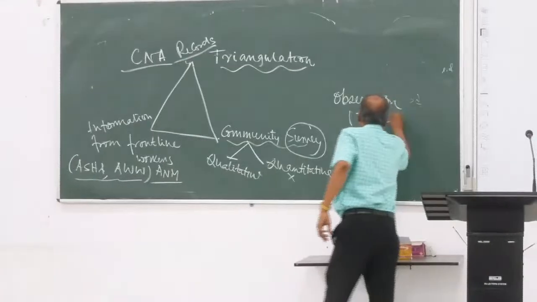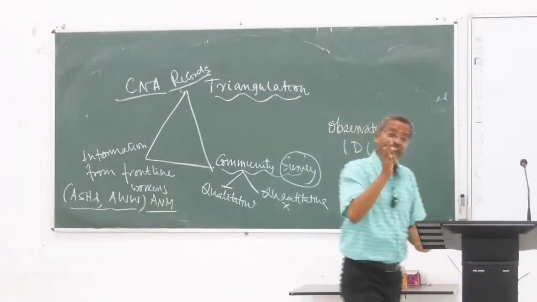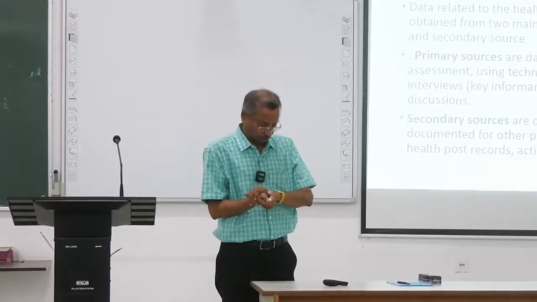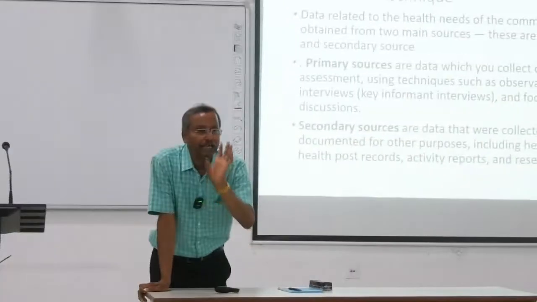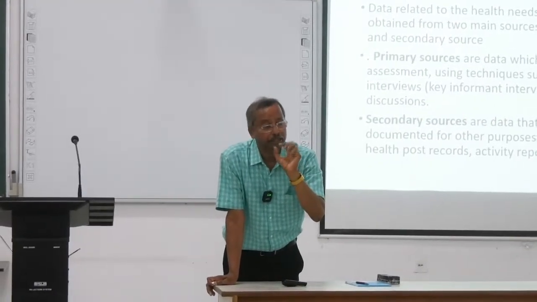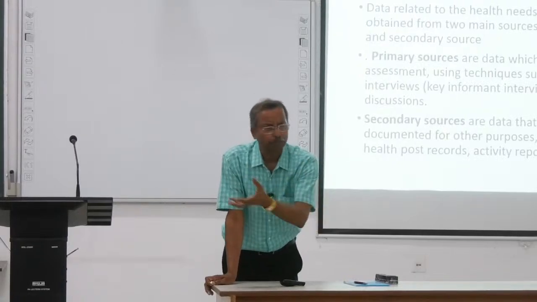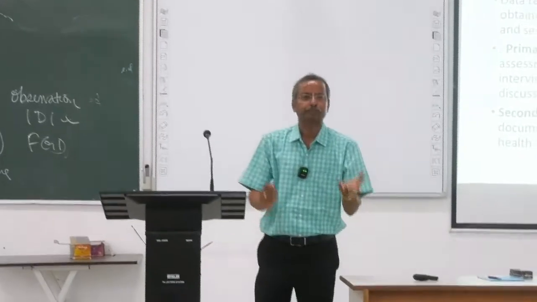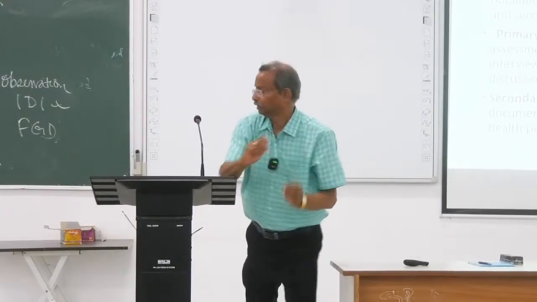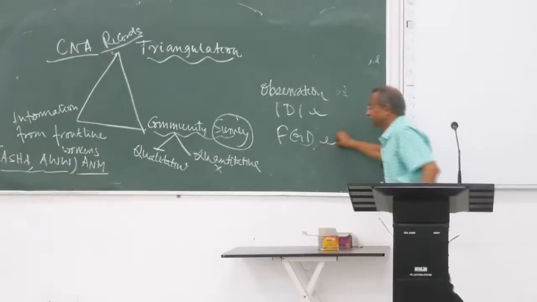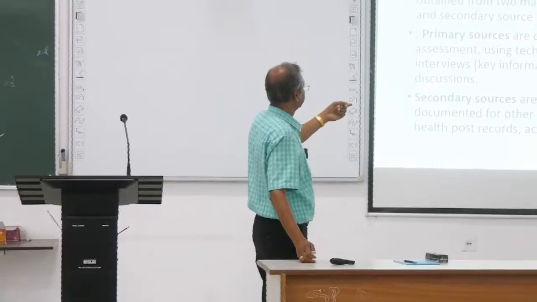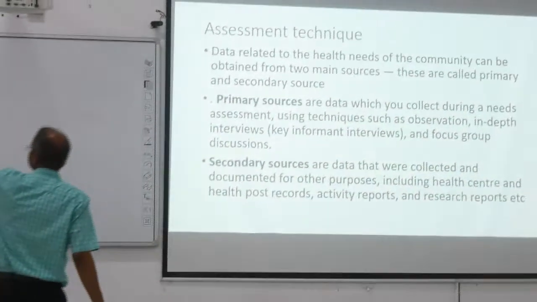And the next one is IDI. IDI means in-depth interview. You can choose one or two leaders, key informants, those who have minimum knowledge about health. You can interview them and collect information from them. What are the prevailing problems? What are the pressing health problems in your community? What are the probable causes? So you can know. Second one, IDI. And third is FGD. FGD means focus group discussion.